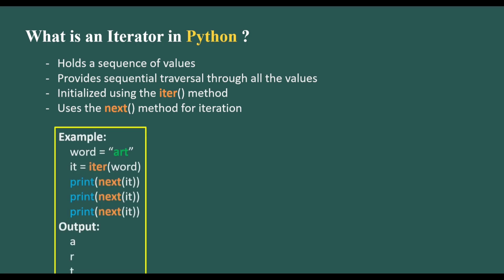Here is an example of an iterator. So word is a variable whose value is the string art. Then we created an iterator from the word variable, and the iterator it is created. Then using next, we are iterating over the values of word. So first next will print the first letter A. Second next will print R, and so on.